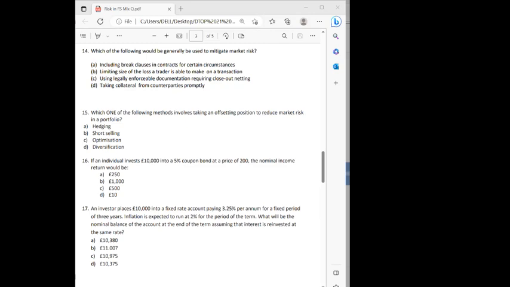I think again the answer is very clear here. We are trying to mitigate market risk. That means the selling in the market, right? You get the price volatility. So limiting the size of the loss the trader is able to make on a transaction. Then you limit it, and you have to stick to that. Then you make sure it won't go beyond that. Loss limits. So the correct answer is B.